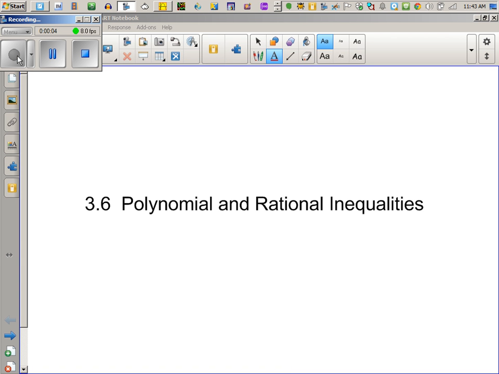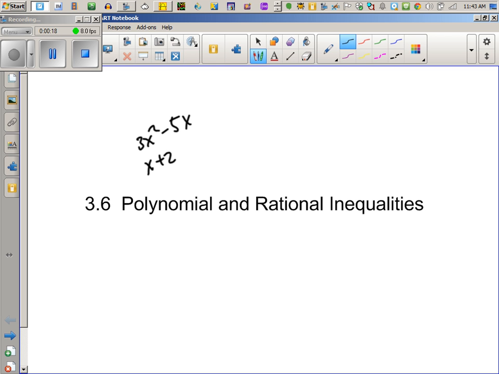Okay, so polynomial and rational inequalities is the title. Remember, a polynomial is just a function, like x plus 2 or 3x squared minus 5x plus 6. An inequality would mean that it's greater than 0 or less than or equal to 0, that sort of thing. That's a polynomial inequality. That second one looks really easy to solve. Okay?